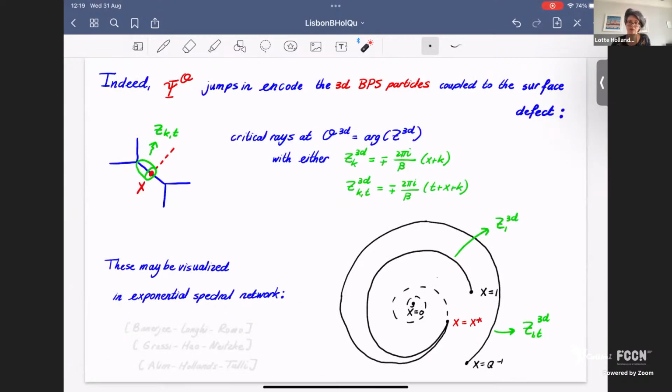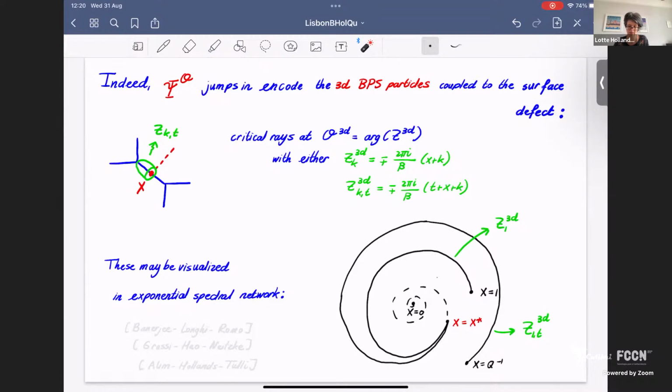And what is really nice is that the jumps of this new object exactly encode the 3D particles which are coupled to the surface defect. So remember, this was a surface defect VEV. Suppose we insert our brane at some point x in this geometry, then there will be certain BPS states which couple to this brane, and these objects are bound states of two branes, of a D2 brane and D0s. So we know their central charges. We know at which phases the Borel transform has its singularities, and this exactly matches.